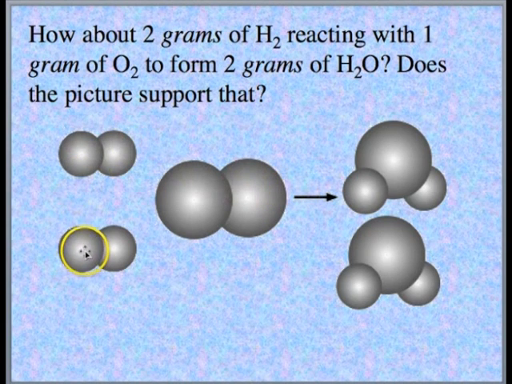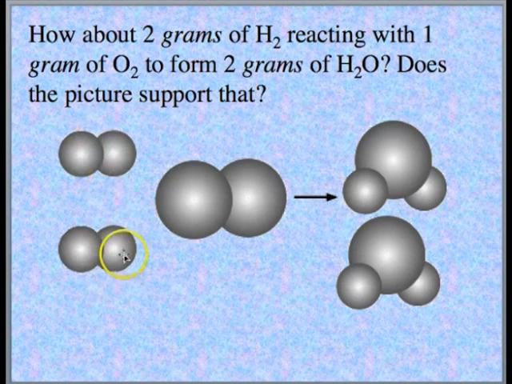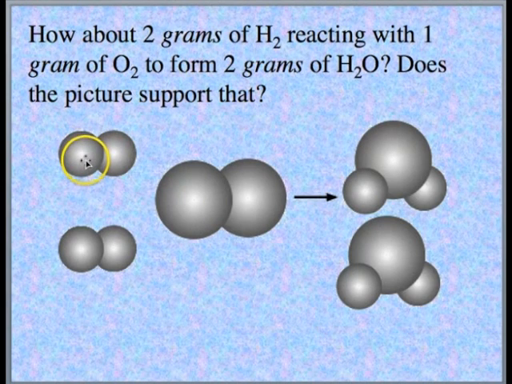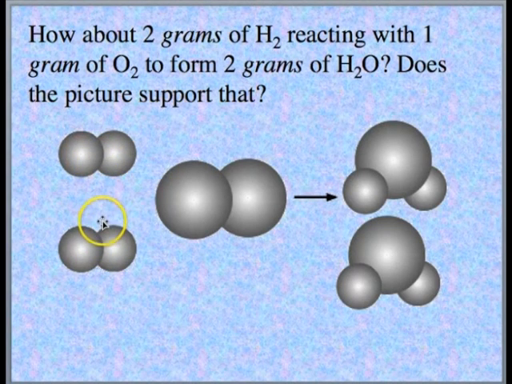This picture doesn't really show anything about the mass of these. It talks about the number of particles of them, but not the mass of them. While we can calculate a mass relationship between hydrogen and oxygen from this information, it will not be a 2-to-1 mass relationship. It is instead only a 2-to-1 relationship involving the number of particles reacting.